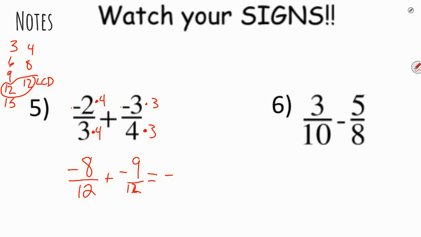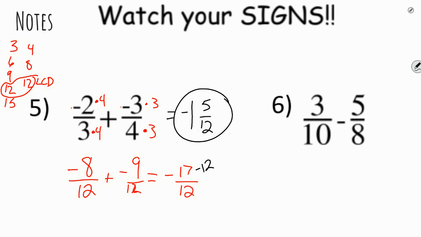Okay, so now we need to add our 8 and our 9 to get 17 and keep our 12. But it's an improper fraction. So we need to take 12 away from 17. Keep our whole number of a -1 and 5/12. That is our final answer, folks.